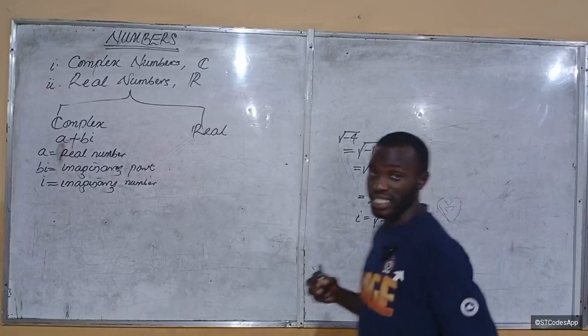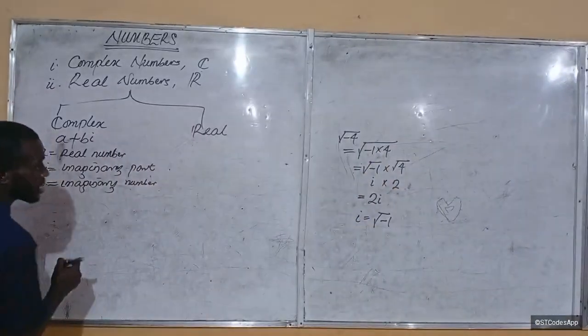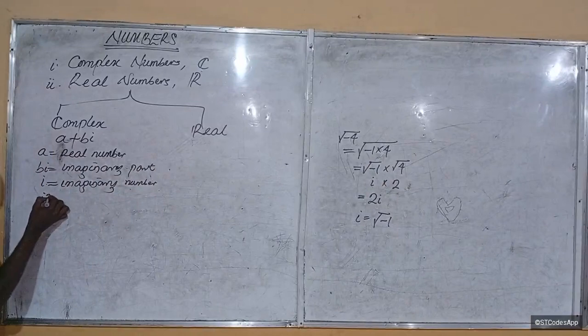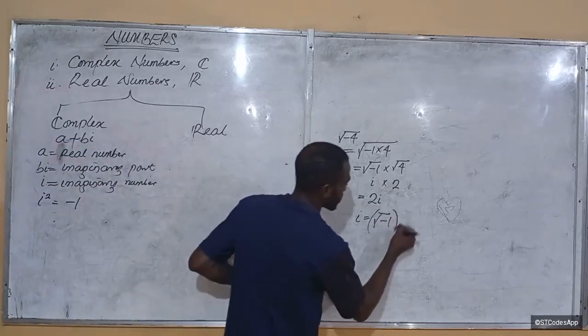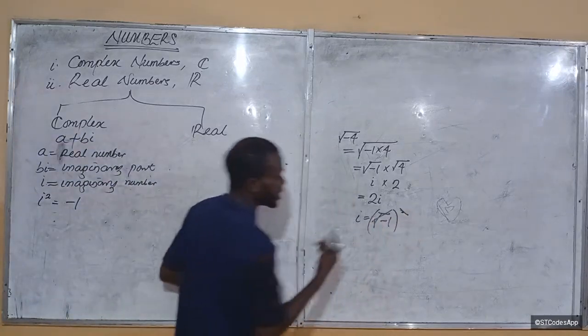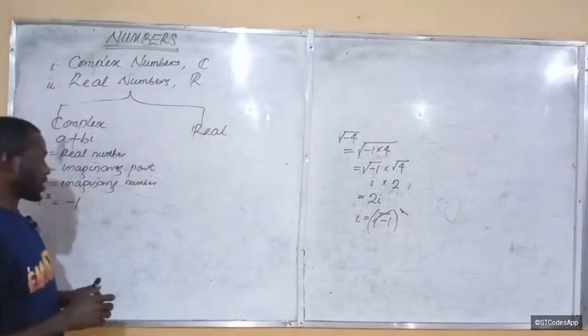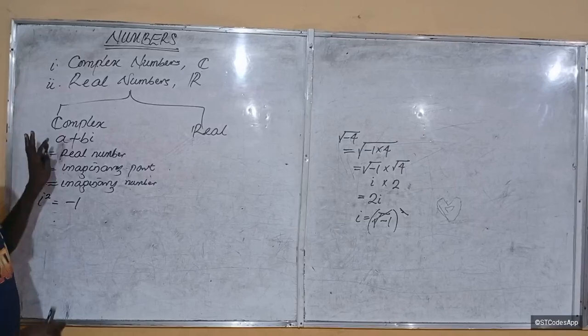So if this is the case, then it also means that i squared is going to give us what? Minus 1. i squared will give us minus 1. Why? Because if I square this, the square will cancel the root and then we'll have minus 1. Okay, so that's just complex number for you.